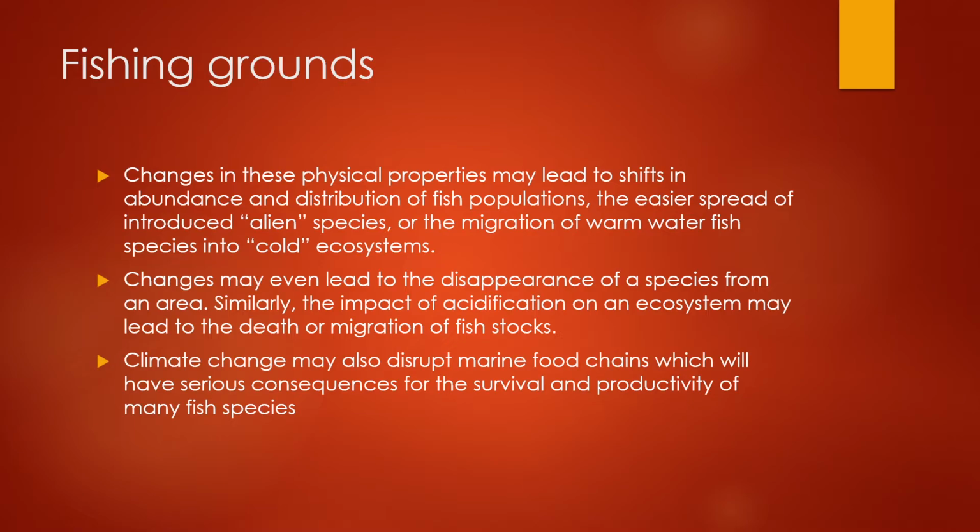Changes in these physical properties of the ocean may lead to shifts in abundance and distribution of fish populations, the easier spread of introduced alien species, or the migration of warm water fish species into cold ecosystems. Changes may even lead to the disappearance of a species from an area. Similarly, the impact of acidification on an ecosystem may lead to the death or migration of fish stocks. Climate change may also disrupt marine food chains, which will have serious consequences for the survival and productivity of many fish species.